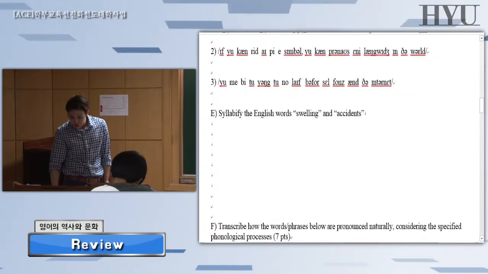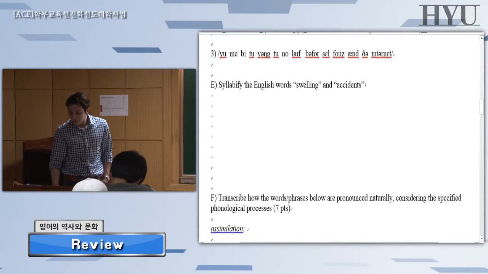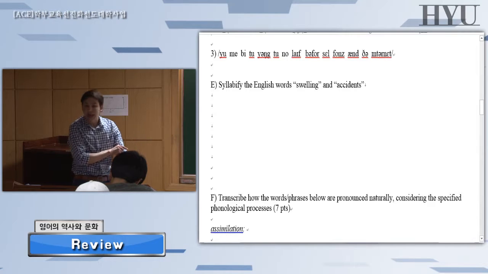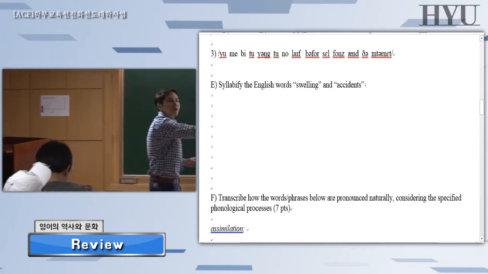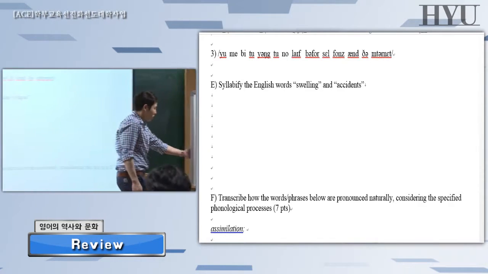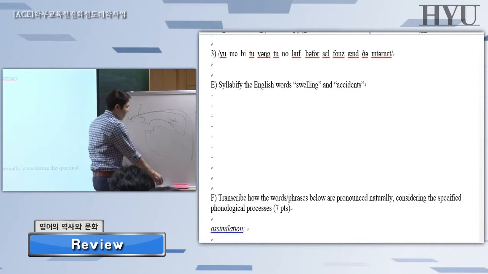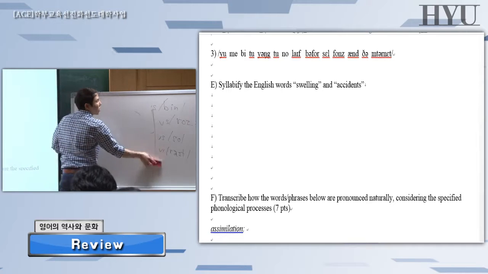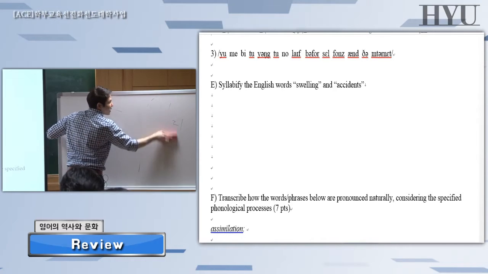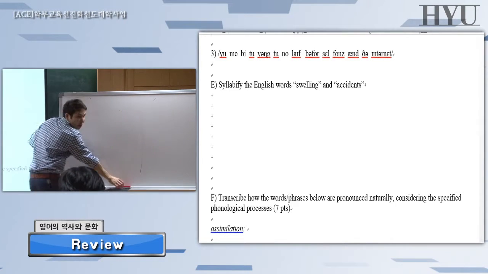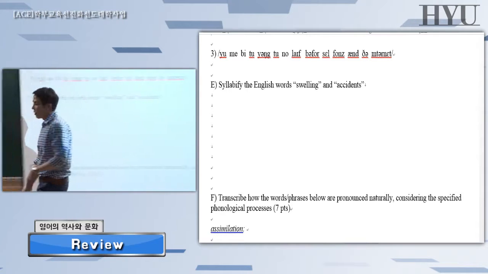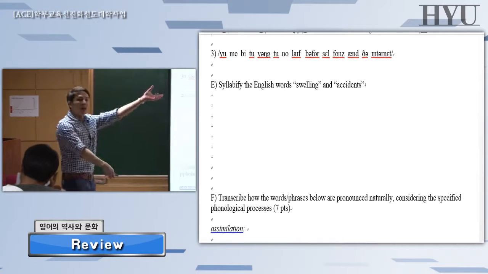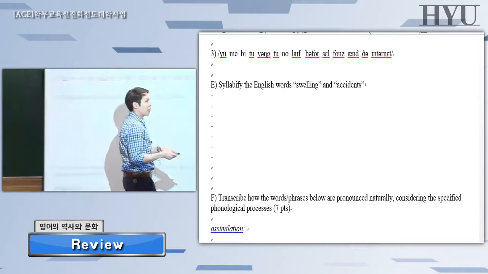Now let's do number E. Syllabify the English words swelling and accidents. I'll do this on the board here. When we do syllable structure diagramming, we start from vowels, remember? We start from vowels because a vowel is the nucleus of a syllable.